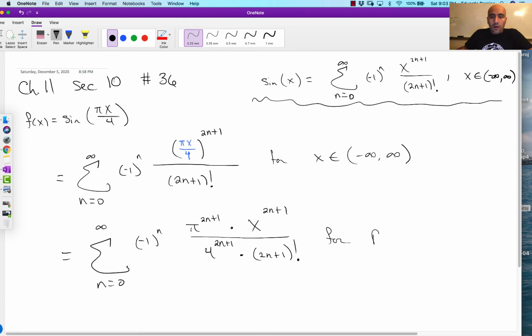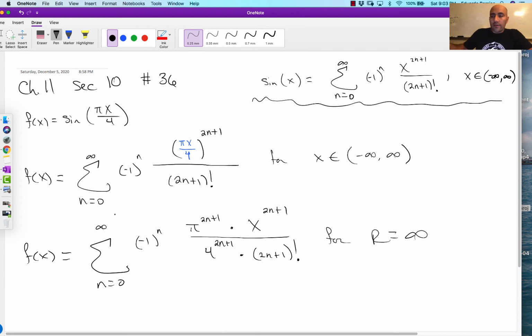And this is for r equaling infinity, right? All real numbers. This was valid for all real numbers, so this will also be valid for all real numbers. Okay, so it's as easy as that. We don't have to start from scratch and build the whole thing. We get to use a pattern.